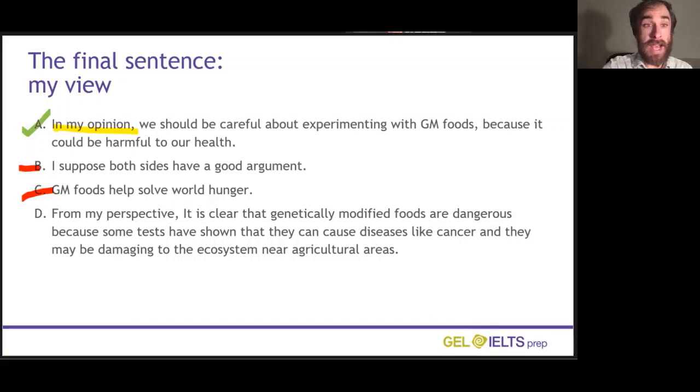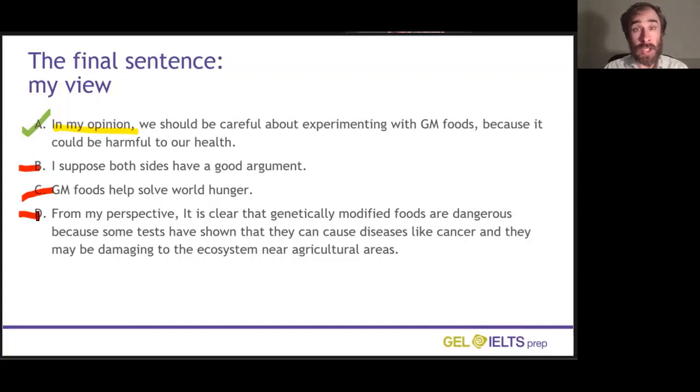Sentence D is bad. The language is fantastic. The vocabulary is impressive. The grammar is wonderful. But they have explained and developed their point a little bit, which is not the purpose of a conclusion. To me, this looks like the student is adding extra arguments as to why genetically modified foods are bad. This is breaking a big rule for conclusions. Don't add new information. Don't make extra points.